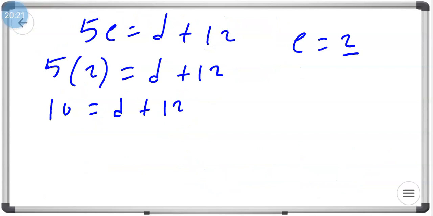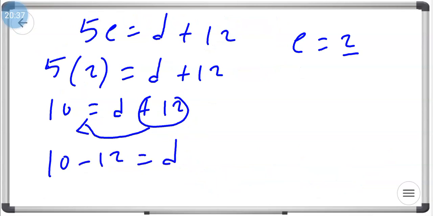So from here now, collecting the like terms, let's take plus 12 to the other side. We'll be having 10 minus 12 equals D. Now 10 minus 12, that is minus 2. Minus 2 equals D. So D equals minus 2, and our E equals 2.